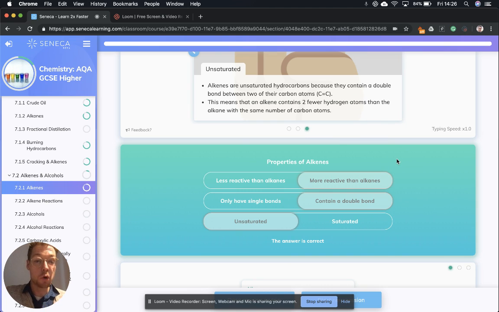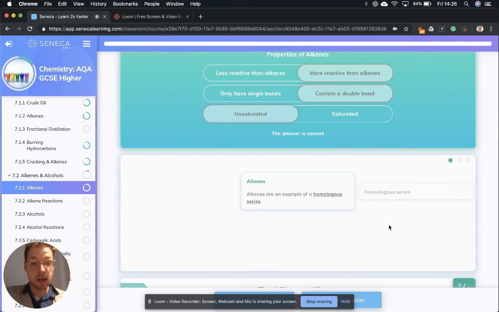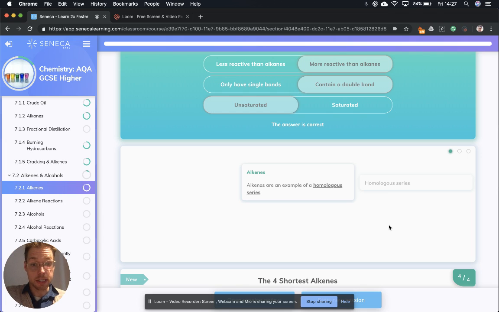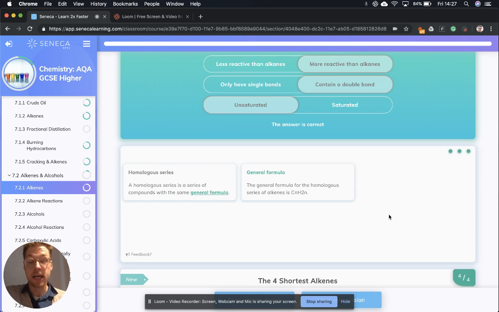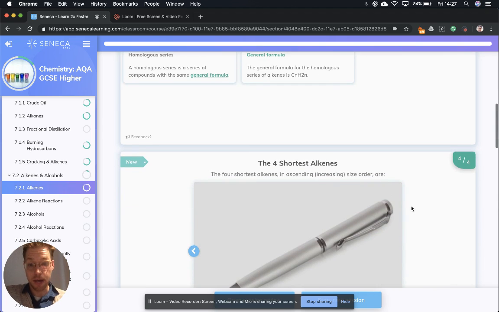They are more reactive than alkanes, they contain a double bond, and they are unsaturated. Just to review that key term, alkenes are an example of a homologous series, and a homologous series is just a series of compounds with the same general formula. And if you remember, that general formula for alkenes again is CnH2n.